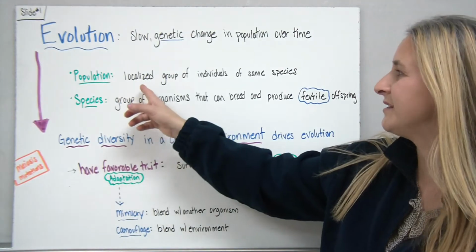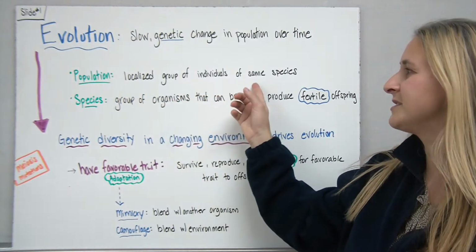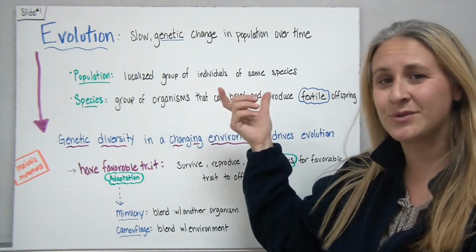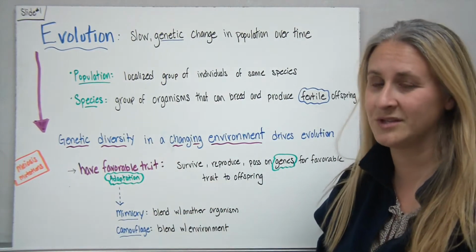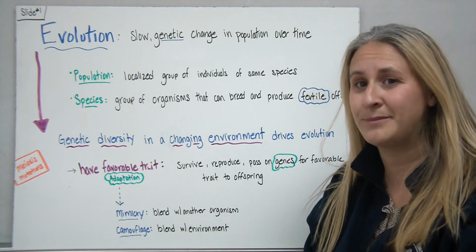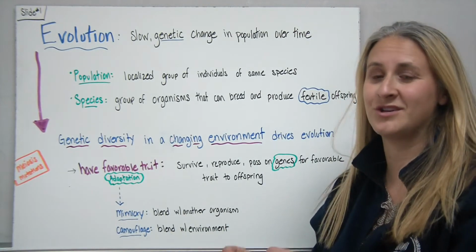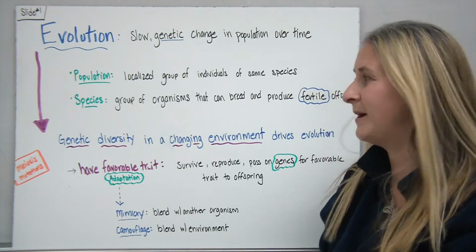A population is defined as a localized group of individuals of the same species. So it's the same species in a given area that makes up a population. So think of all of the humans in Mayapack. That would make up the population of humans in the given area of Mayapack.